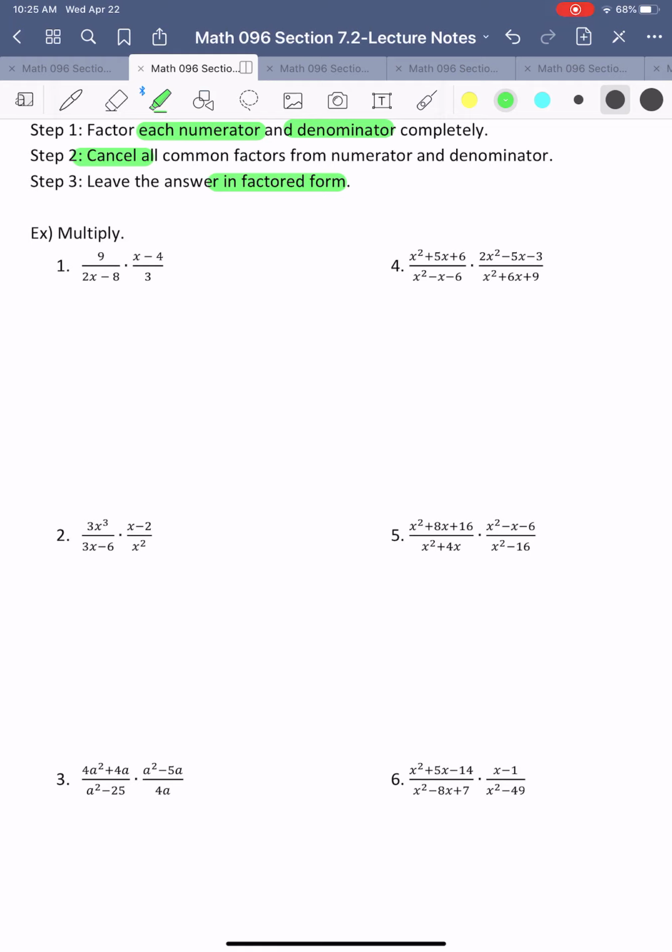So in number one, the 9 is only one term, so there's nothing to do about that because it's already in factor form. But the denominator 2x minus 8, we can factor as 2 times x minus 4. And the x minus 4 is already linear, so just put the parentheses around it because that's the factor form. And the 3 is only one term, so there's nothing you can do about it either.